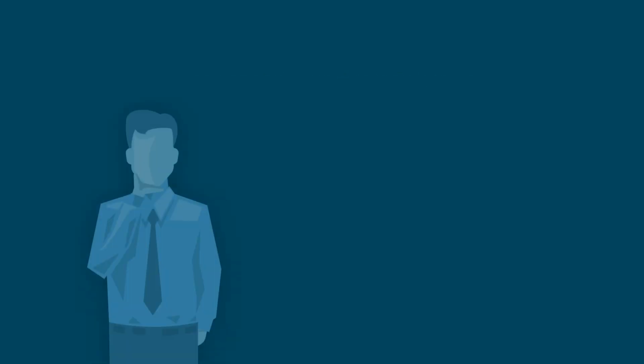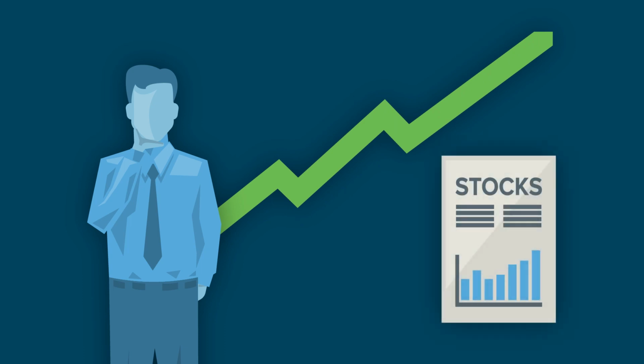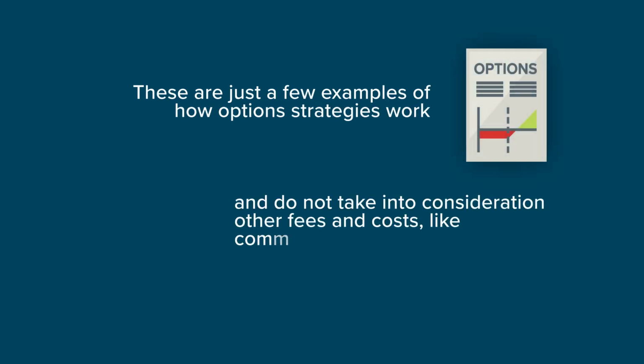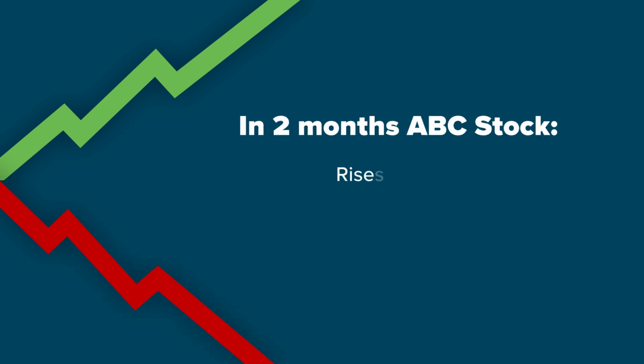For the same financial outlay, or less, if the trader's speculative belief proves true, they will almost always see a greater profit than purchasing just shares in the underlying. As a reminder, these are just a few examples of how option strategies work and do not take into consideration other fees and costs, like commissions, that might impact profit and loss calculations. For each scenario, let's walk through the profit and loss if, in 2 months' time, ABC stock rises to $60, stays at $50, or falls to $40.